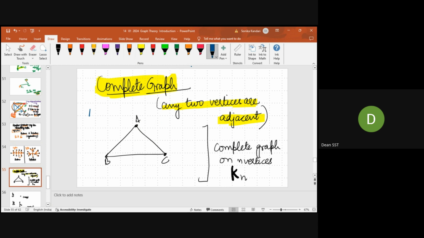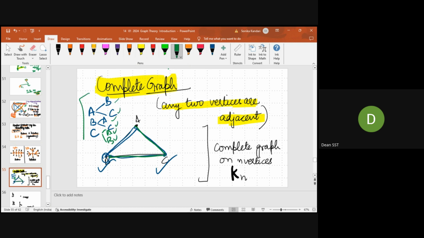See, the vertices are A, B, and C. A is adjacent to B and C. B is adjacent to A and C. C is adjacent to A and B. So any pair of vertices is adjacent. Is it clear? This is a complete graph.